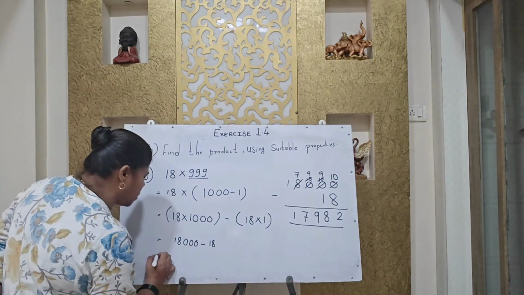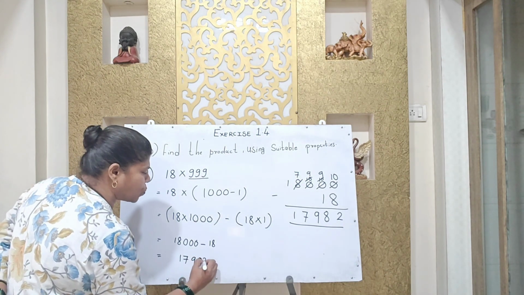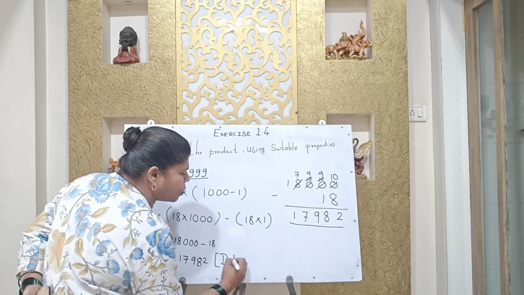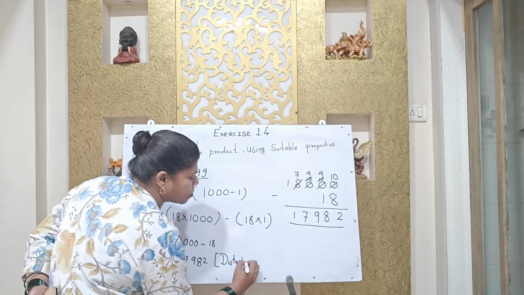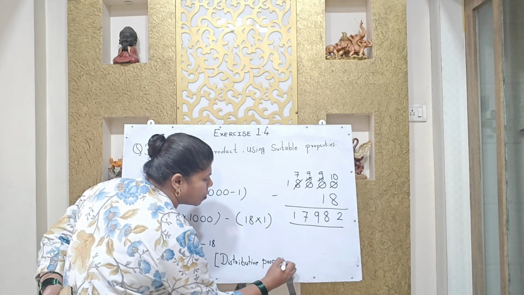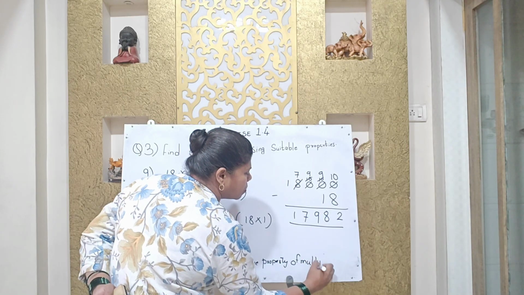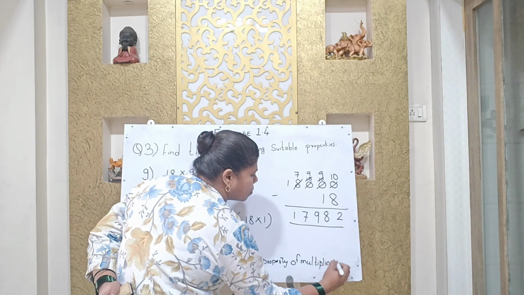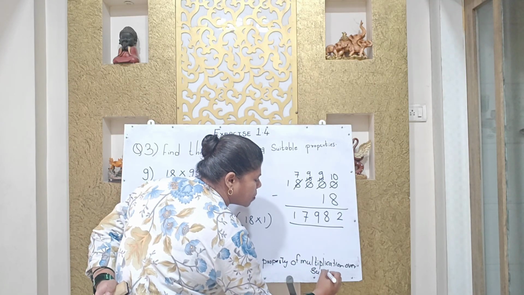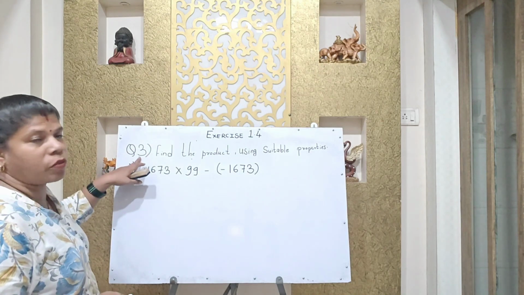What will be the answer? 17,982. And which property we have used here? Distributive property of multiplication over subtraction. Got it?